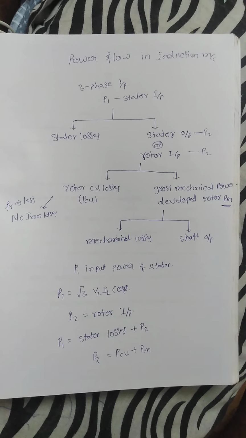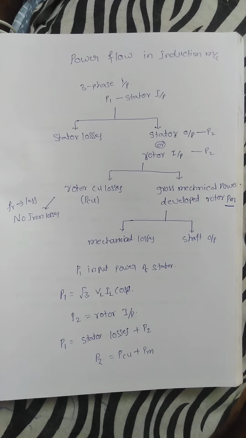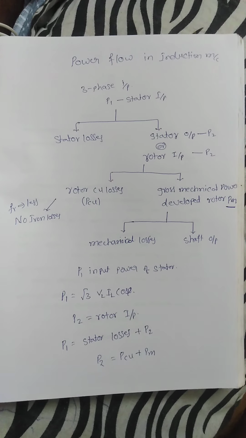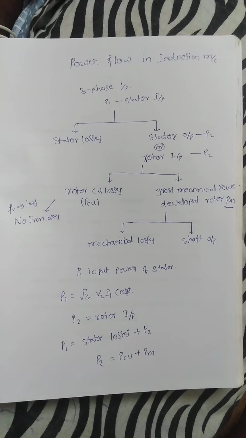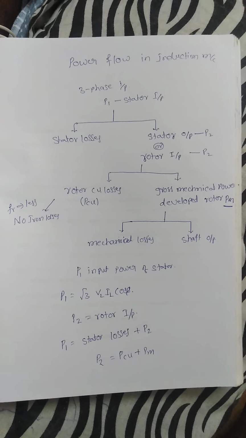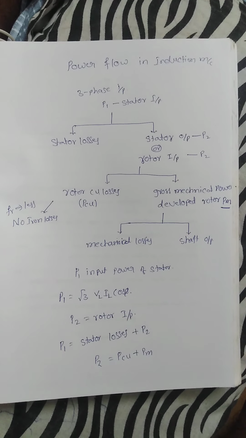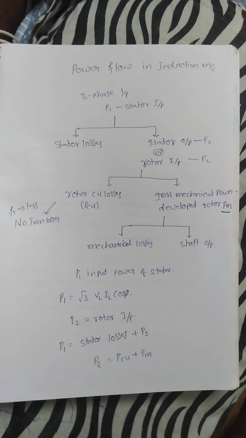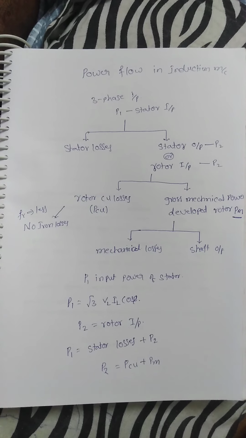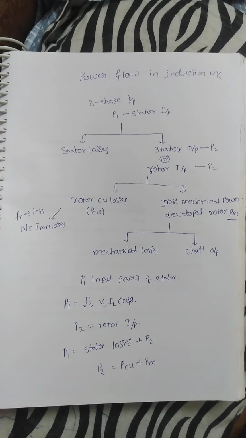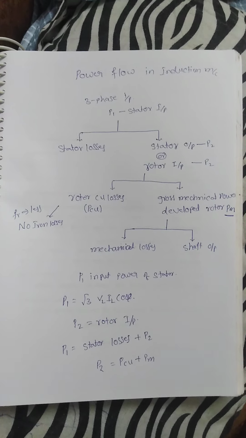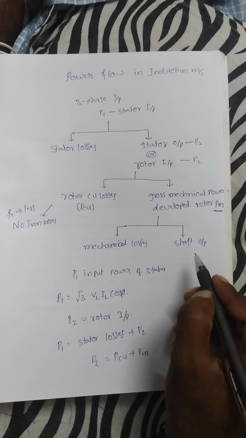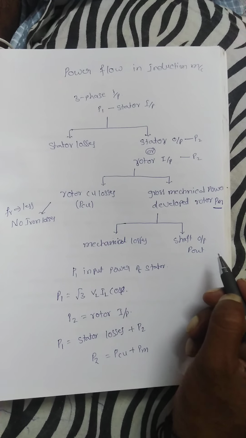So this is the power flow diagram in the induction machine. Three-phase power P1 is the stator input power, there are stator losses, and the remaining power is the stator output power P2. P2 is the rotor input power and is given to the rotor. In the rotor there are copper losses PCU, and no iron losses because the frequency is very low. The remaining power is the gross mechanical power developed by the rotor PM, then there are mechanical losses, and the remaining power is the shaft output power.